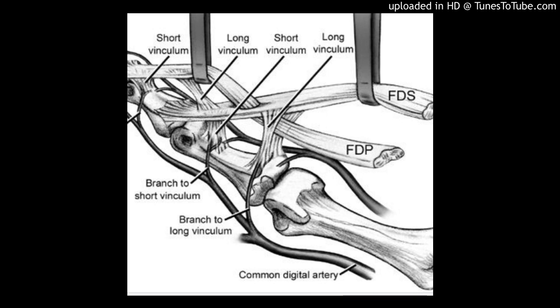Thumb also has a flexor pulley system. Thumb has two annular pulleys and one oblique pulley. The annular pulleys are A1 and A2. A1 is at the MCP and A2 is at the distal aspect of the proximal phalanx. The important pulley in the thumb is the oblique pulley, which should be safeguarded to avoid bowstringing of FPL.